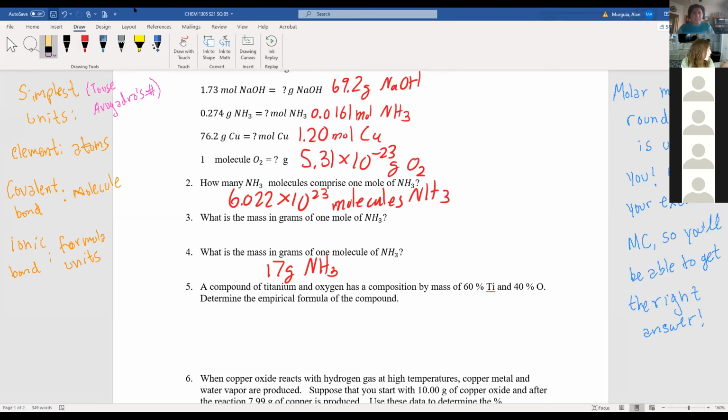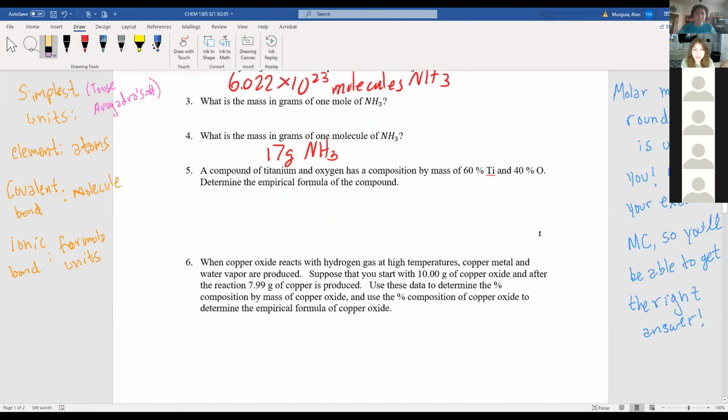Perfect. Nice. Easy stuff, right? But it's good to get into the habit of this, because trust me, this is chemistry for the rest of chemistry, really. And so for number 5 here, we have a compound of titanium and oxygen that is composed of, by mass, 60% titanium and 40% oxygen, and it's asking us to determine the empirical formula.